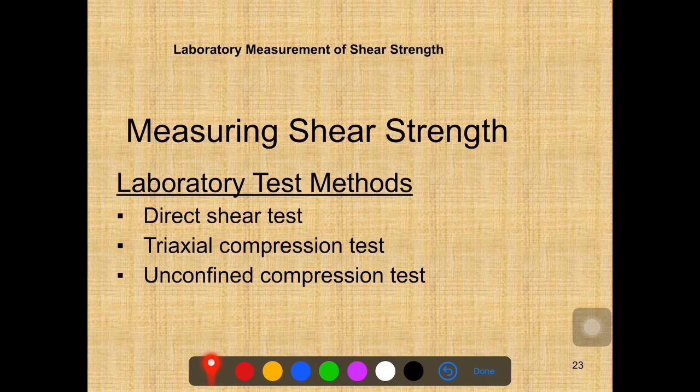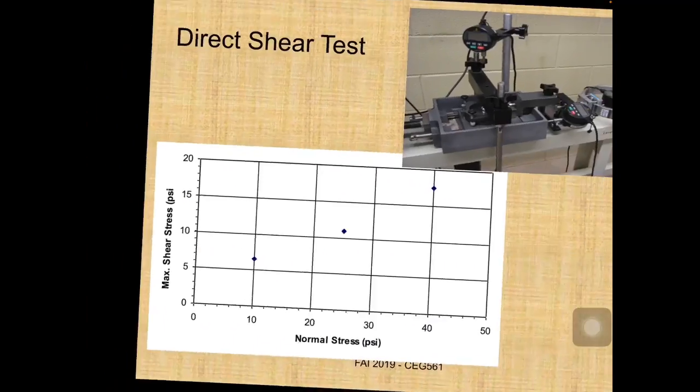Okay, so now we go to the next important lab test, which is shear strength, to get the shear strength properties. Normally for shear strength we have the direct shear test, then we have the triaxial compression test. For this one we have a UU test, a CU test, and a CD test, and then we have the UCT test. Okay, so what are the differences?